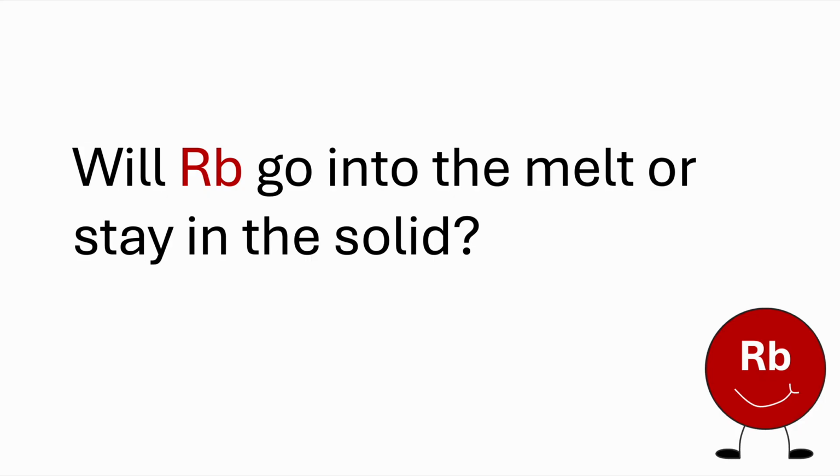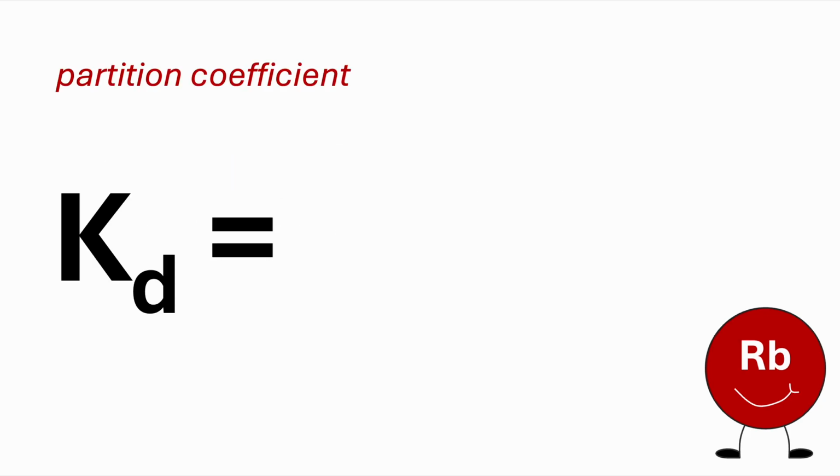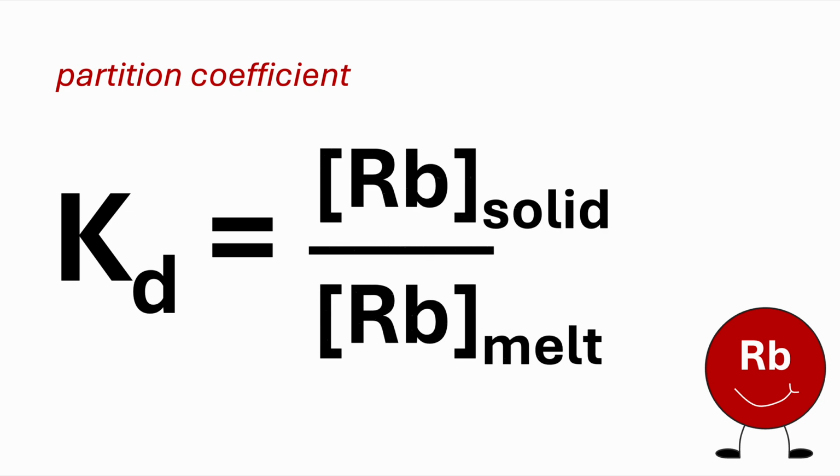We are going to investigate today whether rubidium will choose to go into the melt or stay in the solid when a mantle parcel melts. A useful term to familiarize ourselves with is the partition coefficient, or Kd. This is a value that parameterizes how likely an element is to migrate from the solid into the melt phase. It places the concentration of any element that remains in the solid parent over the concentration of that same element that goes into the melt.